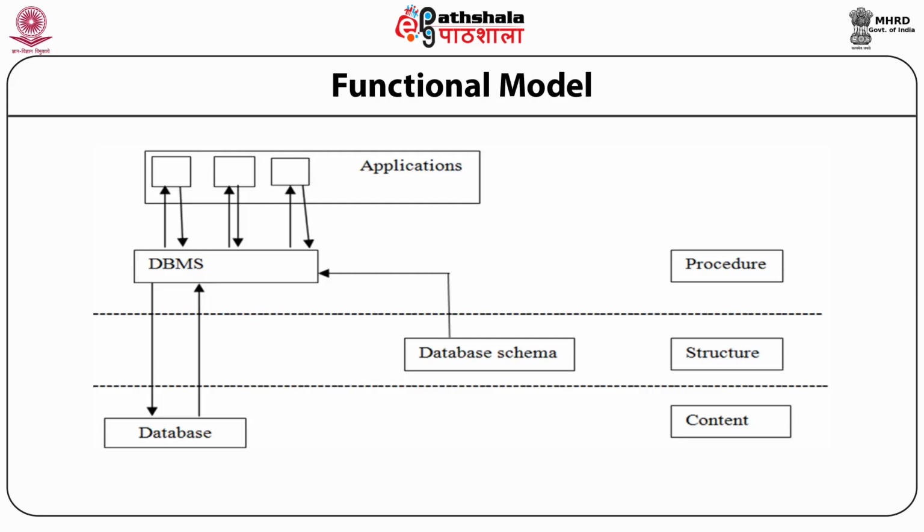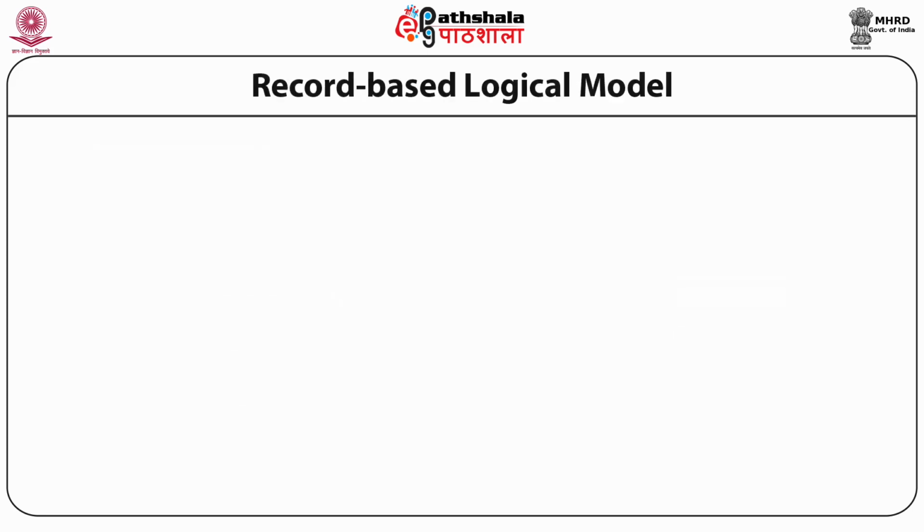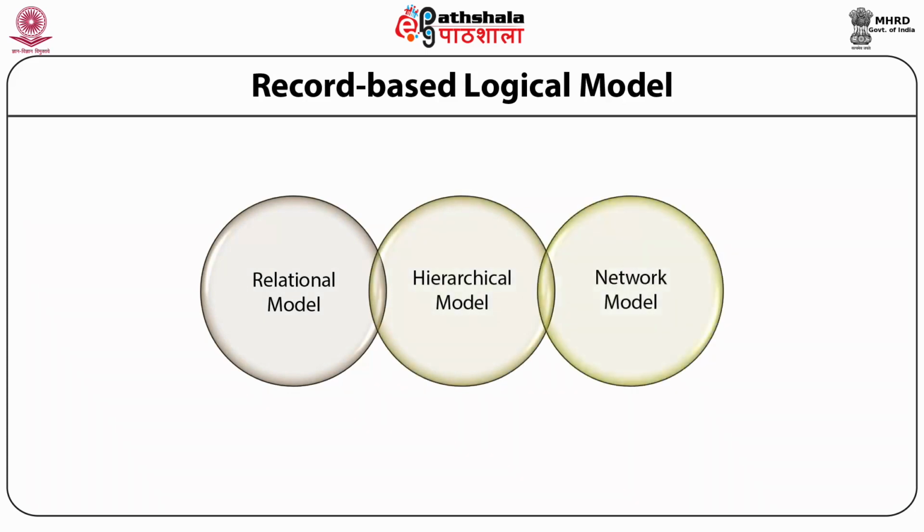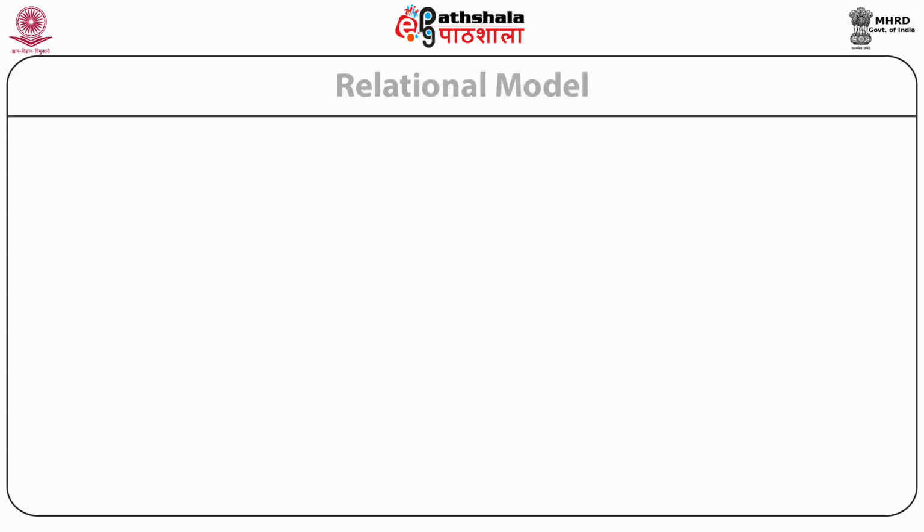At the top we have procedures. Above that we build all the applications for any database management system. Now we will see the record based logical models of database management system. We have three kinds of models associated with this: the relational model, the hierarchical model, and the network model. In the next few slides we will see all three kinds of models in detail.